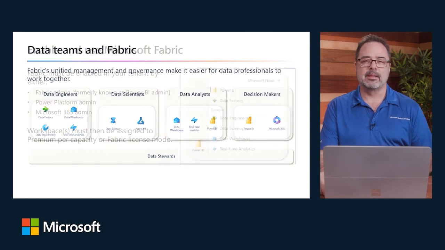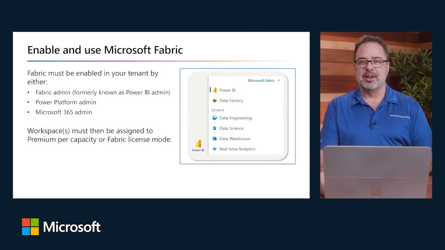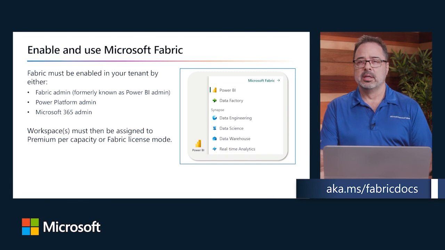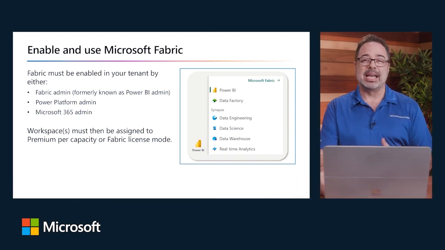The very first step in all of this, of course, is to enable Microsoft Fabric for your organization. Fabric can be enabled at the tenant level or capacity level, meaning that it can be enabled for the entire organization or for a specific group of users. Also, the Fabric Administrator is a new role as of June 2023. This was formerly the Power BI Administrator role.